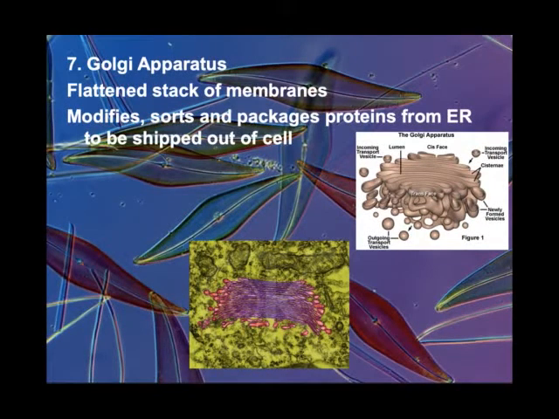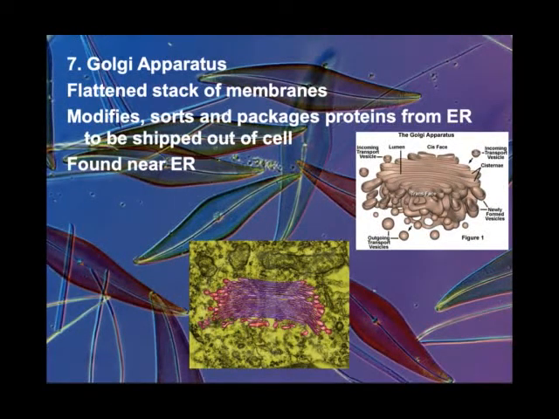He or she, non-binary maybe, modifies, sorts, and packages proteins that come out of the ER to be shipped out of the cell. This is a really important link between what's made in the cell and where it's going. So if it were a pancreas cell that makes insulin, it'd be really important to be able to package that so it can be shipped out of the cell very easily.